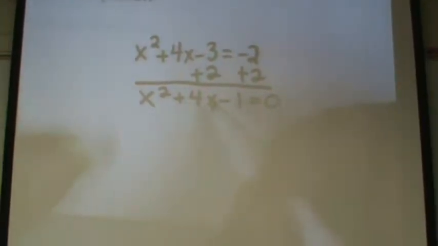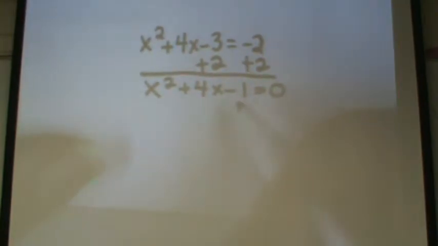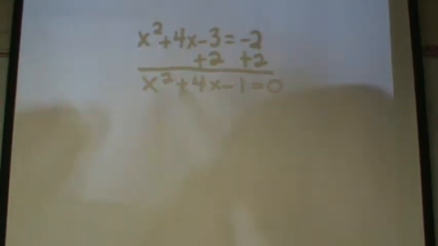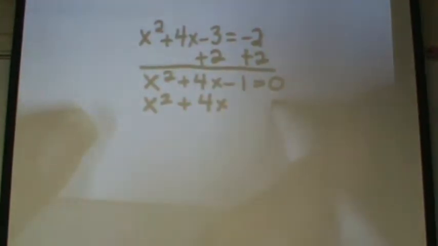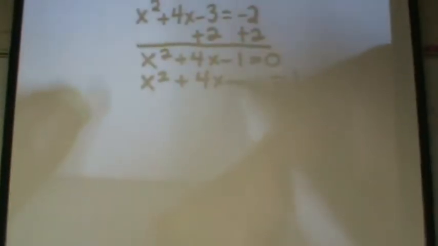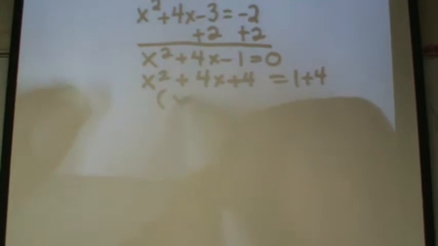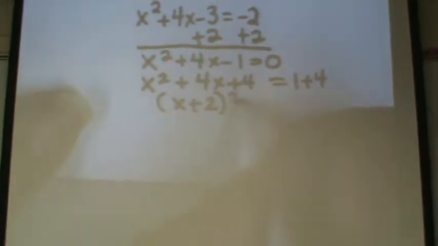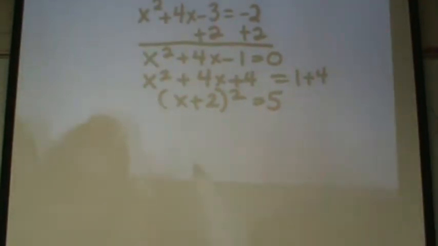This one's a good one for completing the square because of the 4 here. When this is an even number and the leading coefficient is 1, this is super easy to complete the square. Watch how easy it is. We're going to bring negative 1 to the other side. Half of 4 is 2, and when you square it, you get 4. You're going to factor this. Then you're going to take the square root of both sides.